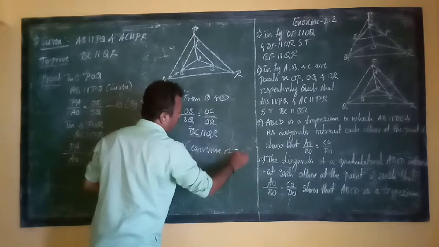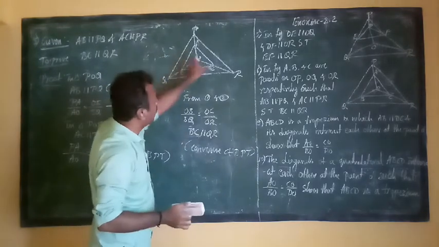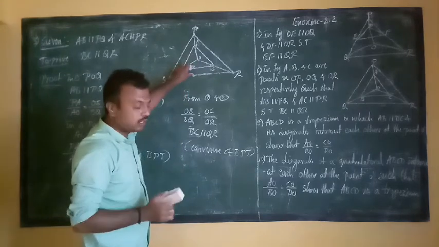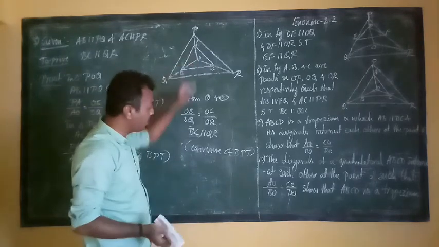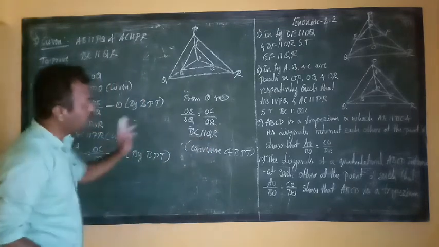Converse of BPT. Understand? So when the two sides are divided in the same ratio, then the other sides are parallel to each other. Okay, this is the converse of BPT. Therefore, BC is parallel to QR. Hence the proof.